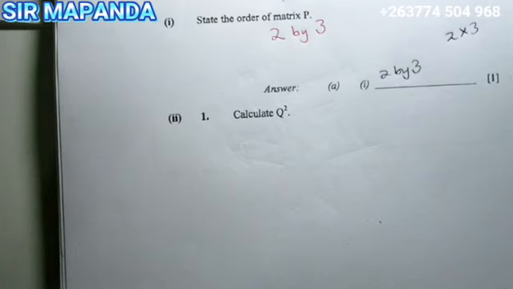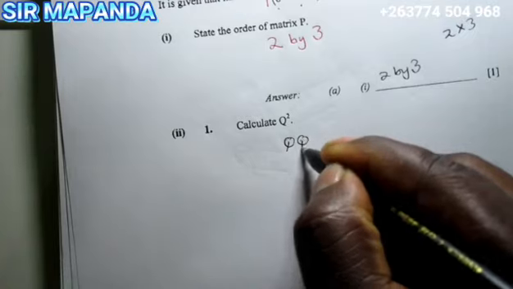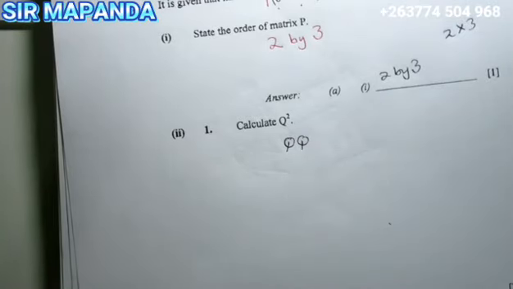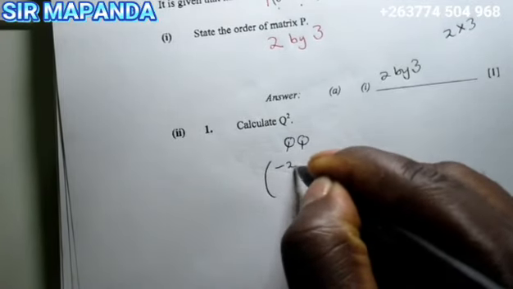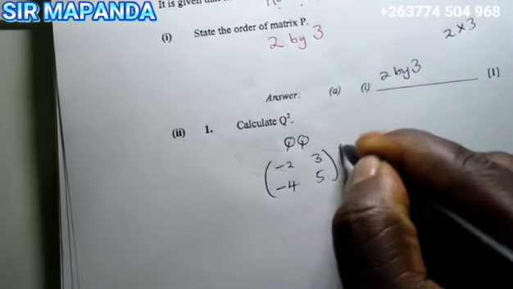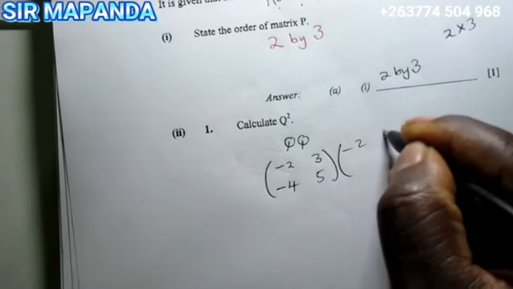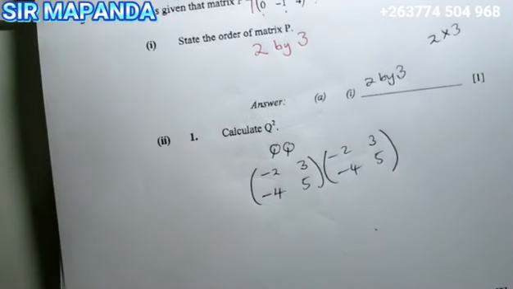We move on to question number 3A2. Calculate Q squared. Q squared in simple terms means Q times Q. It means the matrix Q is multiplying itself twice. Therefore, you are going to write minus 2, 3, minus 4, 5. Then you write minus 2, 3, minus 4, 5 twice like this.